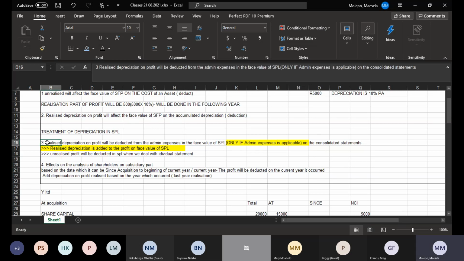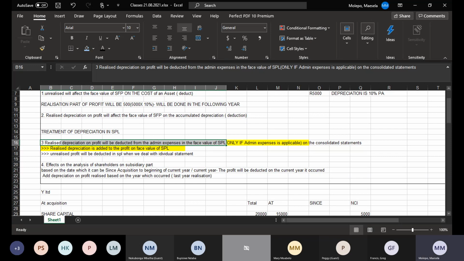As part of the notes that I've drafted, I said it must be deducted on the face value of our statement of profit and loss, and only if the admin expenses is applicable. If we don't have the admin expenses, there is no need for you to deduct that realized depreciation.